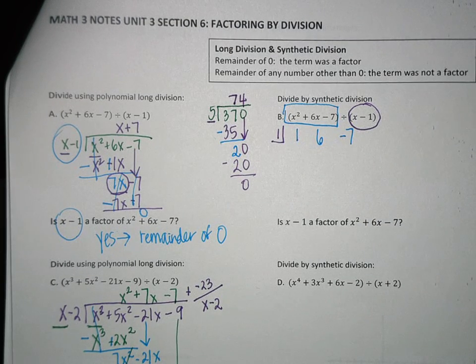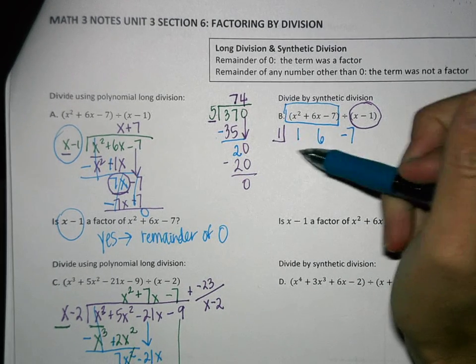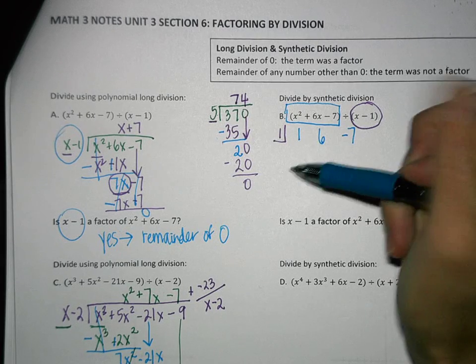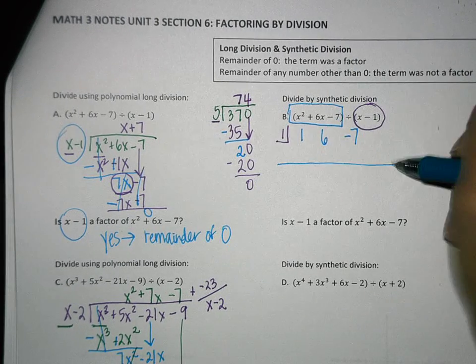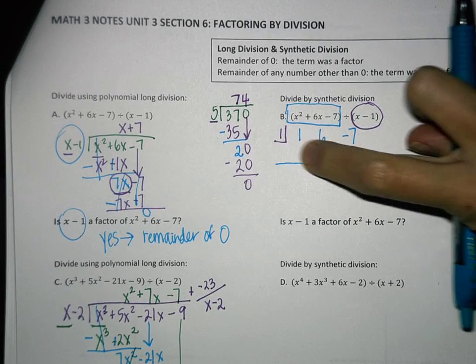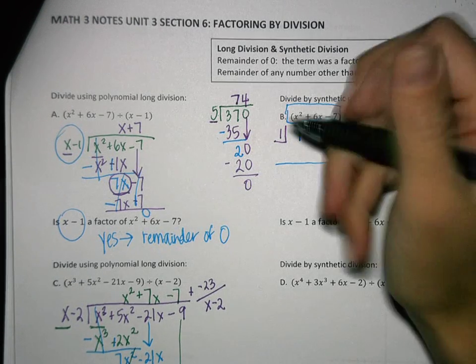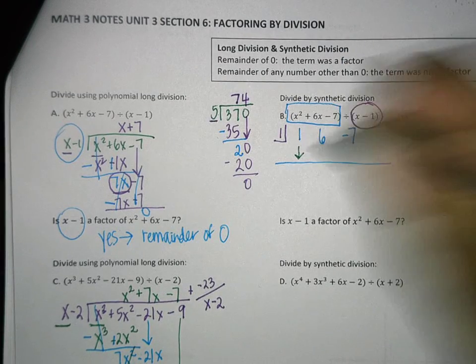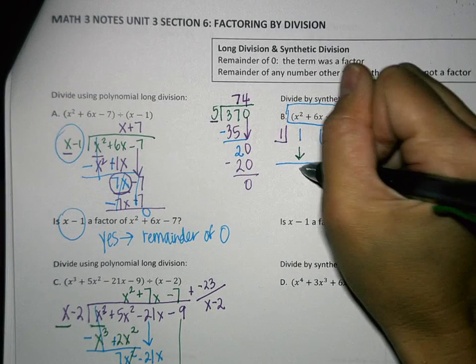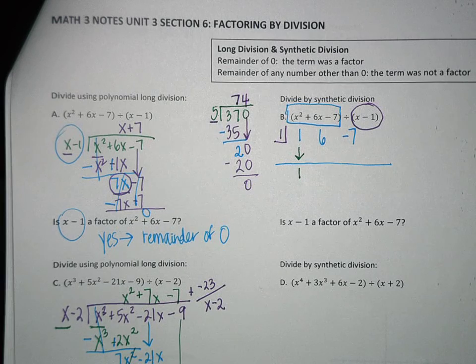Okay, so we need to leave space because we're going to have to write some other numbers here, but we're going to draw a line. Make sure you have space to write some numbers in here in just a minute. To start the problem, you always bring down this first number. So we're going to bring that down, and we write that below our line, and we have a 1.